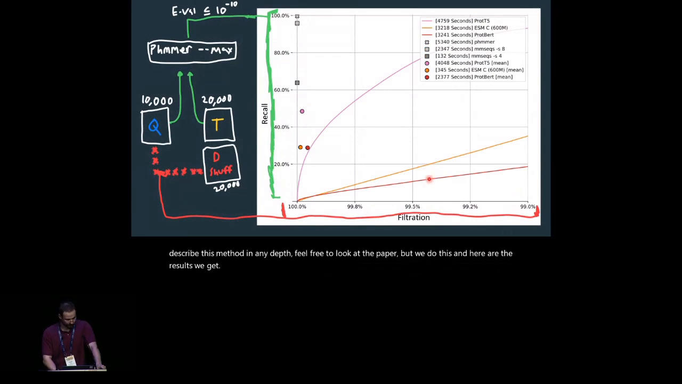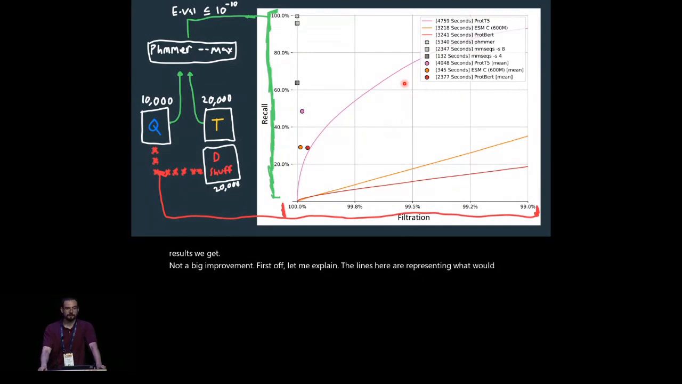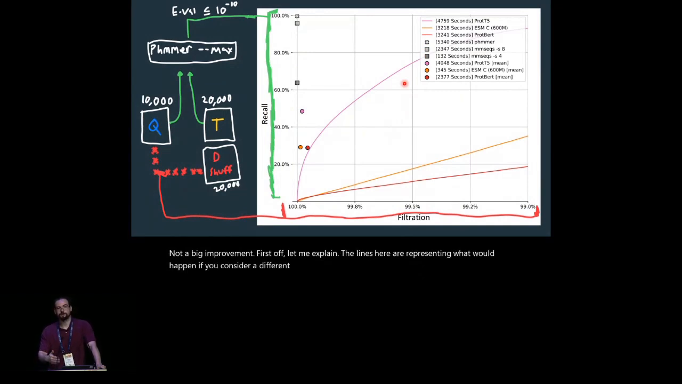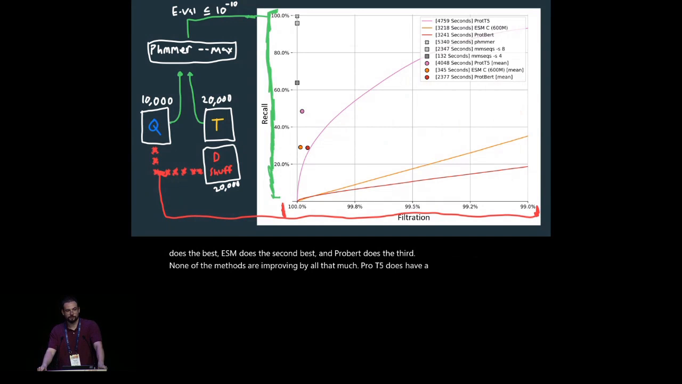Not a big improvement. First off, let me explain. The lines here are representing what would happen if you consider different score thresholds, different similarity thresholds. What would the filtration and recall be for that particular threshold? And what we see is, once again, PROT-T5 does the best, ESM does the second best, and PROT-BERT does the third. None of the methods are improving by all that much. PROT-T5 does have a fairly substantial increase in recall, but only at the cost of filtration.